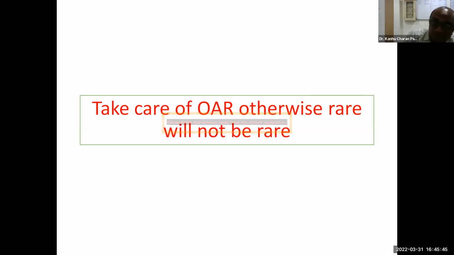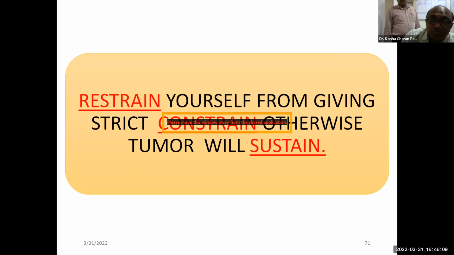But sometimes, if a patient has an aggressive tumor, like glioblastoma multiforme, where the patient is not going to survive, you can accept some variations, slightly higher OAR doses. You have to judge yourself, and over day-to-day practice you can do that. And restrain yourself from giving strict constraints, otherwise the tumor will sustain. If you give extreme constraints you will underdose your PTV, and there will be a high chance of tumor sustaining.